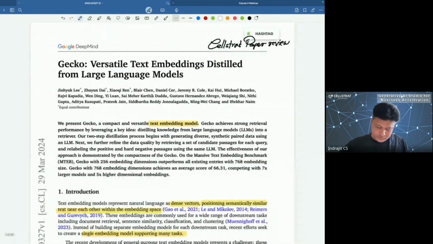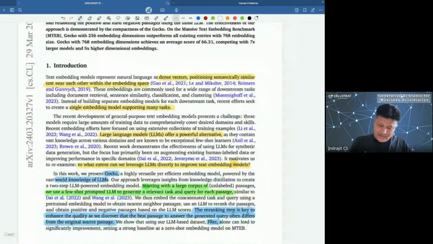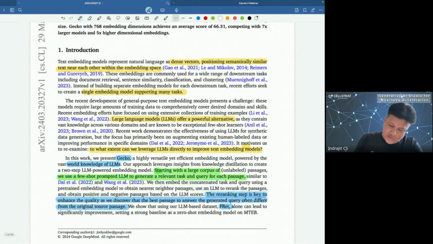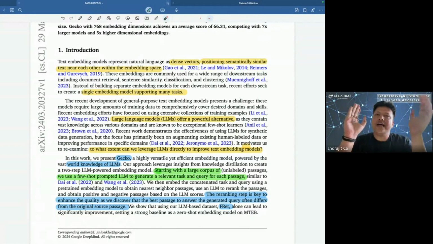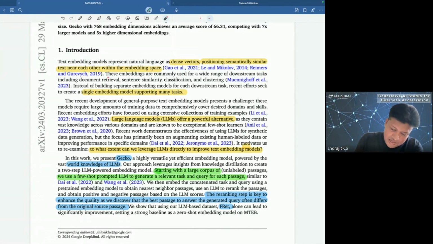All right. So text embedding models represent natural language as dense vectors. I already showed you guys what a dense vector is, positioning semantically similar text near each other within the embedding space. Like we saw cat and dog, king and queen being placed in a similar space in the embedding dimension. And these embeddings are commonly used for a wide range of downstream tasks, including document retrieval, sentence similarity, classification, clustering, all this stuff.